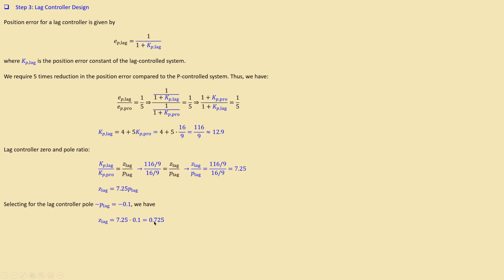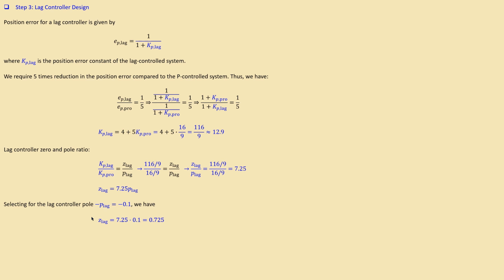But what we want, as you will see shortly, is that the phase contribution of our lag controller is very close to 0. The lag will always contribute a negative phase to our system. Negative phase contribution means that the stability will be reduced and that the system may have other problems in speed. But the whole basis is that I want to reduce the position error, without affecting other aspects.